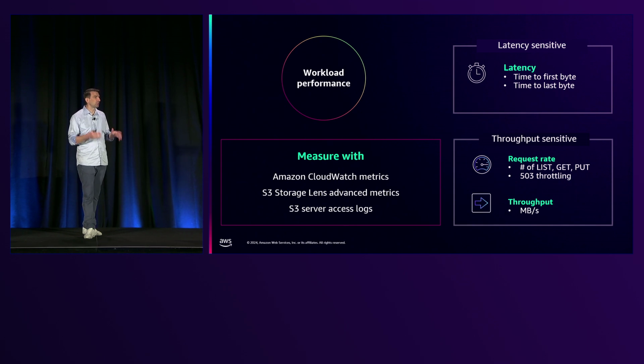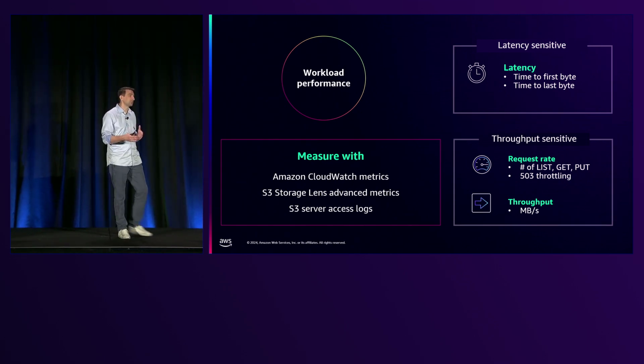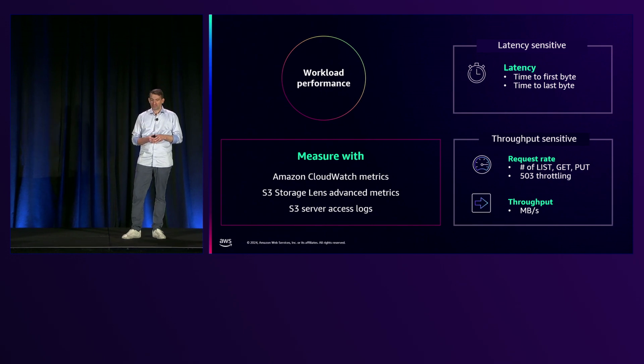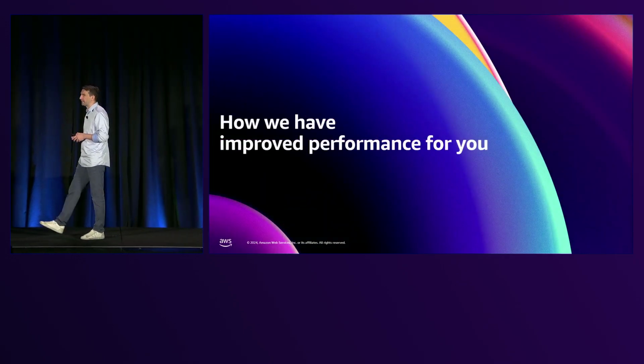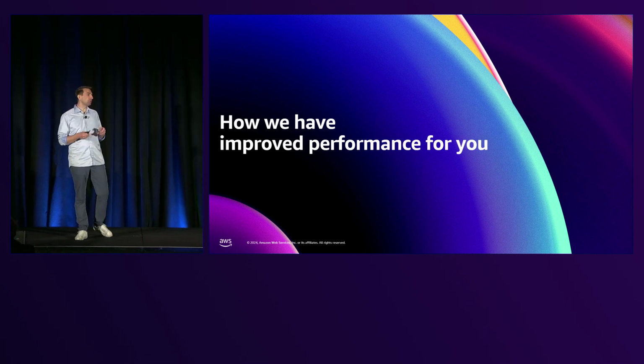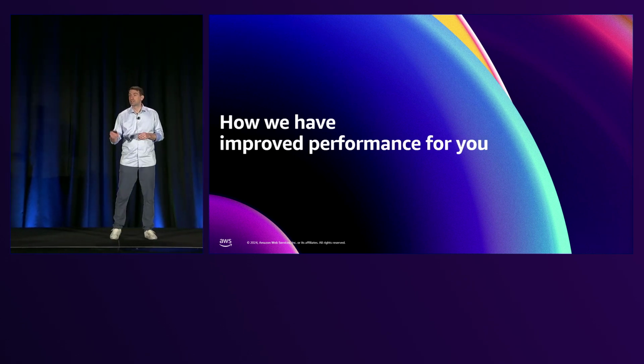But fundamentally, you have a certain request rate for each prefix. And so you want to make sure that you're not getting throttled. So you want to measure the 503s. OK, so that's a little bit on the fundamental mental model around performance. I don't want to go too much into the theory. I want to give you some examples of how we have improved performance and how you can actually use that.